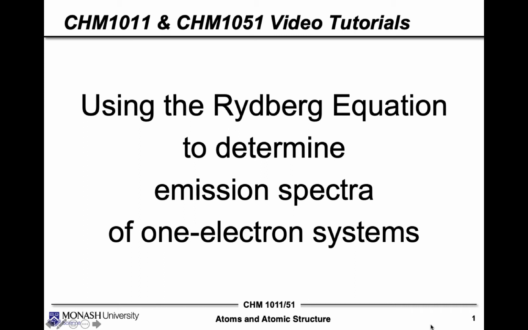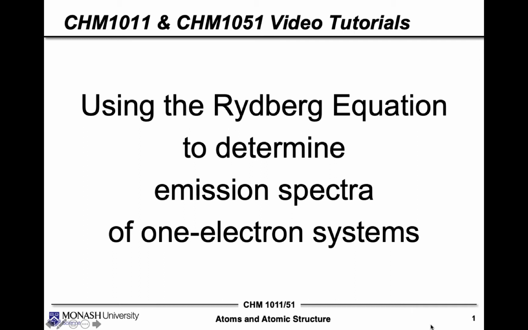And in this video tutorial we're going to be talking about using the Rydberg equation to determine emission spectra of one electron systems. So the Rydberg equation is actually a nice little piece of algebra that we can use to determine the frequency or the wavelength or the energy of a photon that is emitted or absorbed when an electron jumps between energy levels inside an atom. And it works for one electron systems.